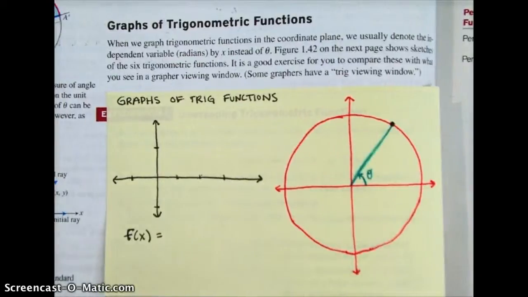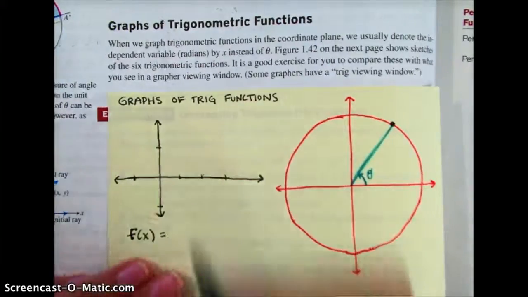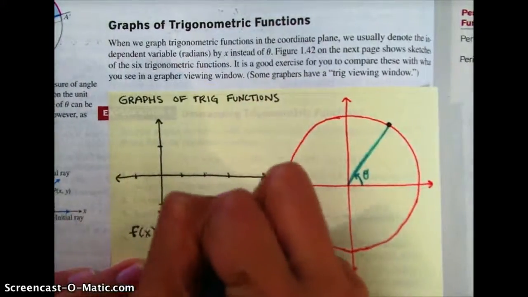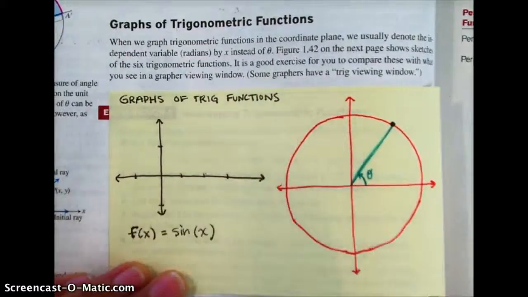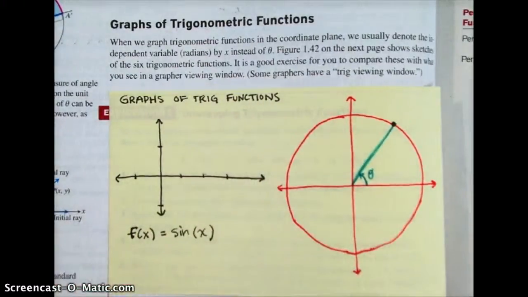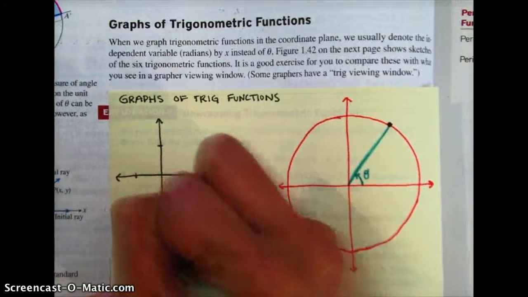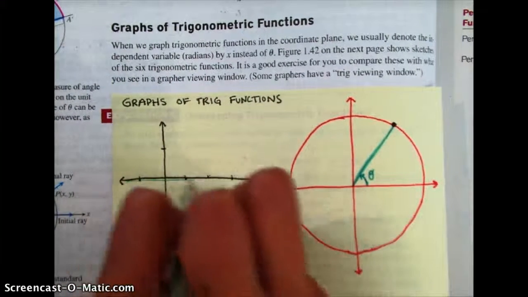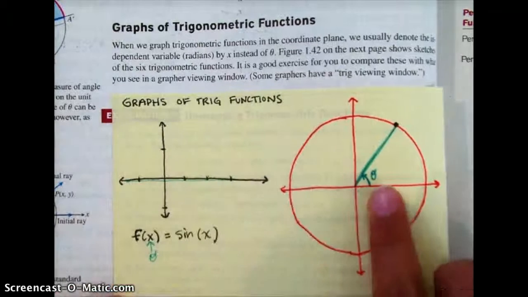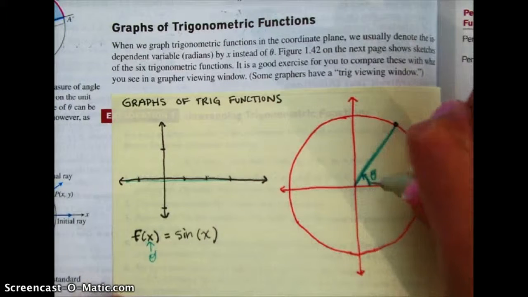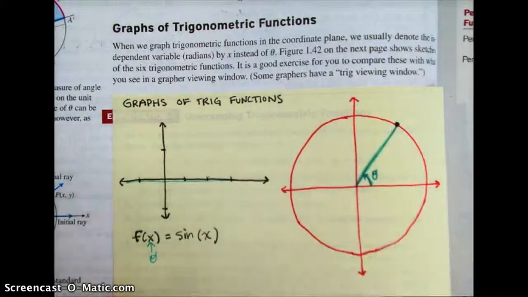Let's take the sine function as an example. If we want to talk about this as a function, the function f of x equals sine of x, the input of this function is going to be the angle measurement. So x on this graph, this direction, is really a measurement of an angle on the unit circle. And the output of this function is going to be the value of sine.